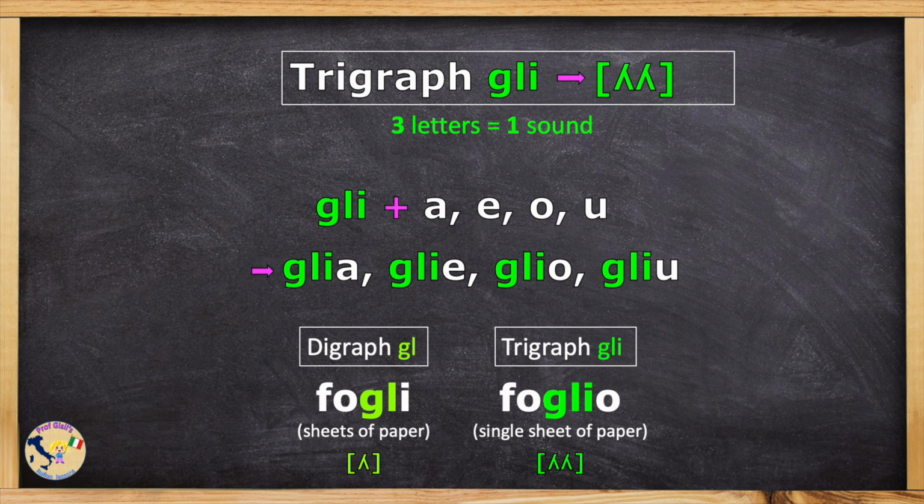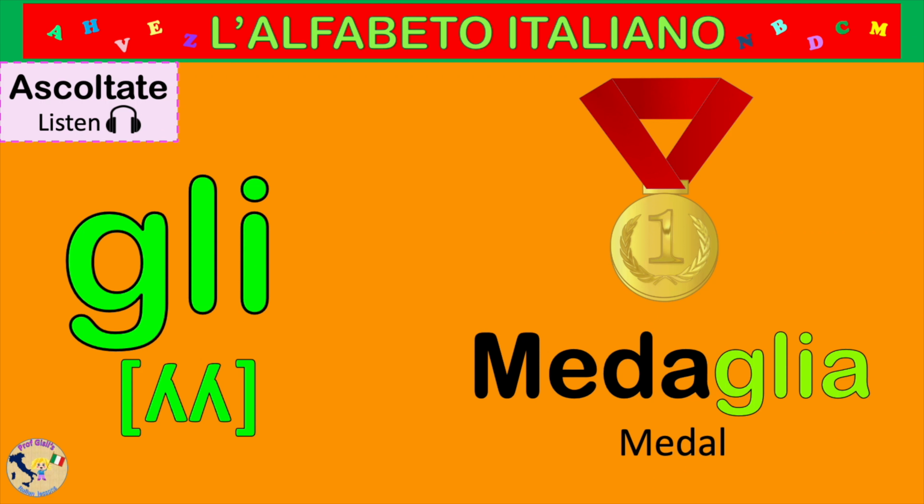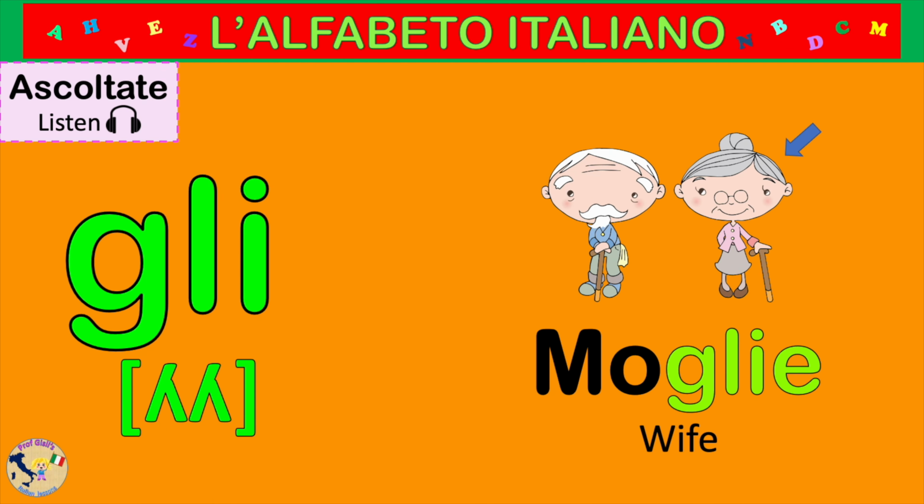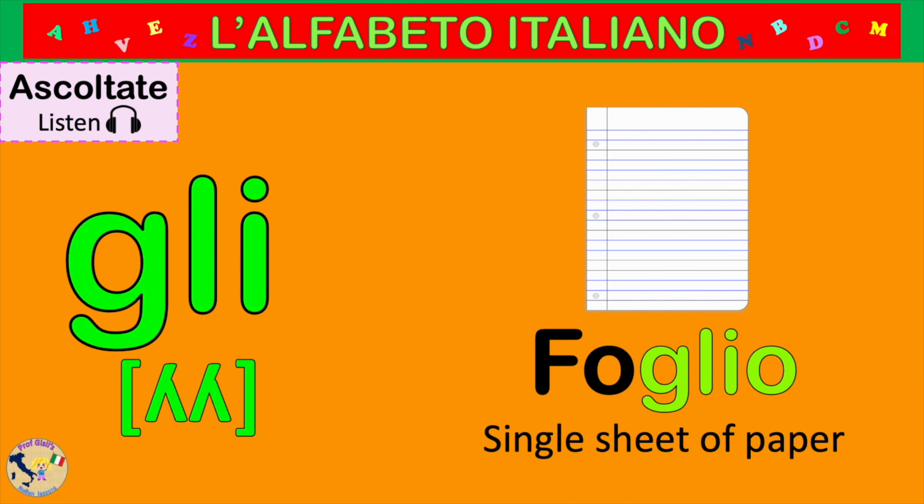And now let's look at some more examples. Ascoltate. Y, medaglia. Ripetete. Y, medaglia. Ascoltate. Y, moglie. Ripetete. Y, moglie. Ascoltate. Y, foglio. Ripetete. Y, foglio.